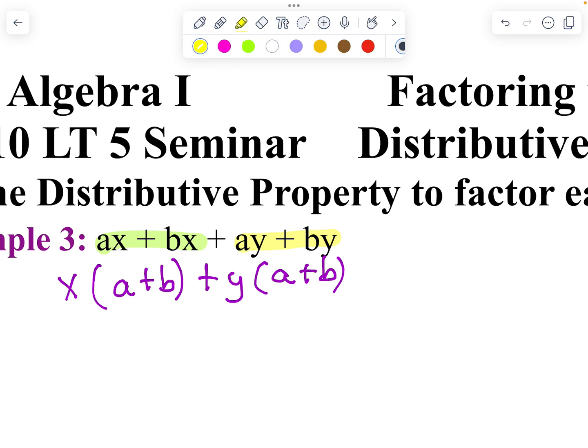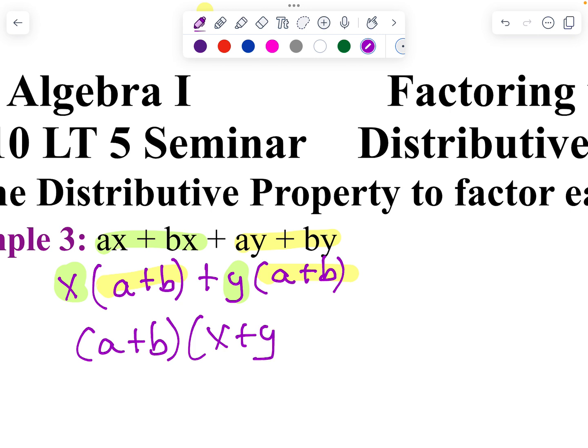Notice we have a parentheses that's left over, and it's the same in both of them. So I can factor out my parentheses. I'm going to write a plus b, and then what's left over is x plus y. That will go into the second parentheses. And if we multiply those two, notice we get ax plus bx plus ay plus by. That's exactly what you have to do when you factor by grouping.